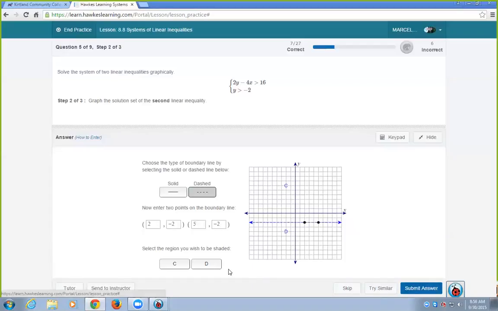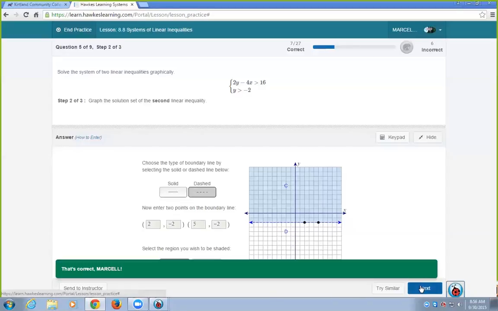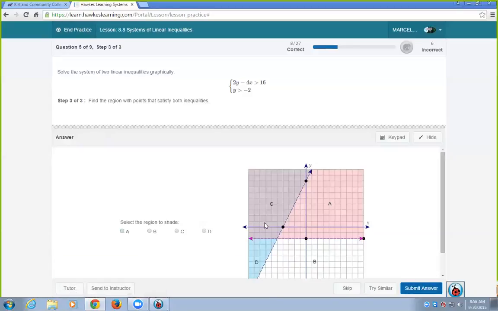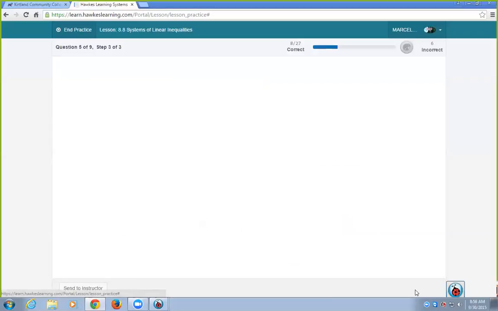And then I need to decide what side gets shaded. It's greater than, so I'm going to shade above the line, or C, or put 0 in. 0 is greater than -2, so that's true, and submit my answer and go to next. And again, pick the shaded, so C, and submit your answer.